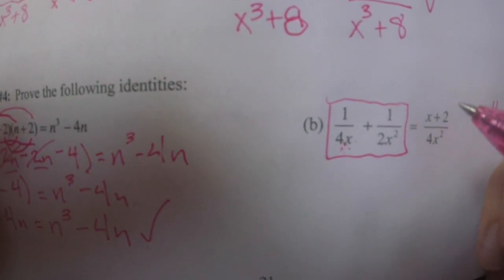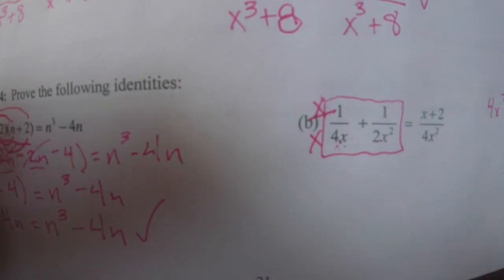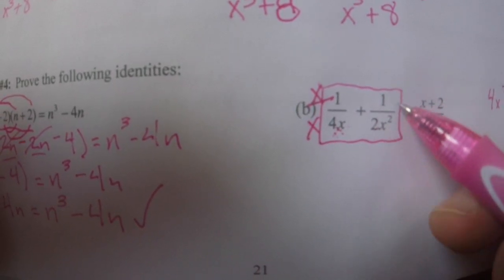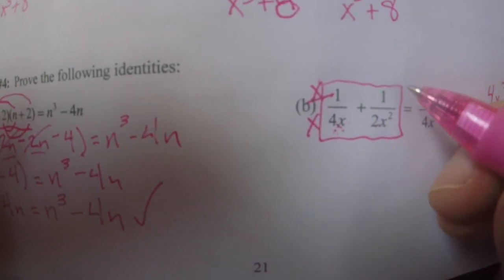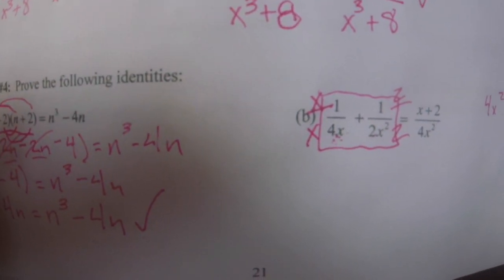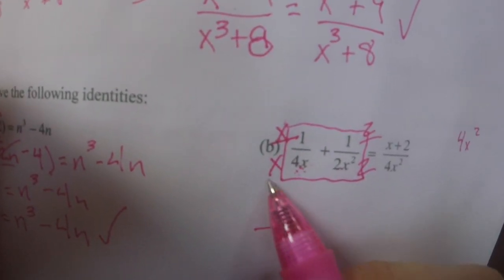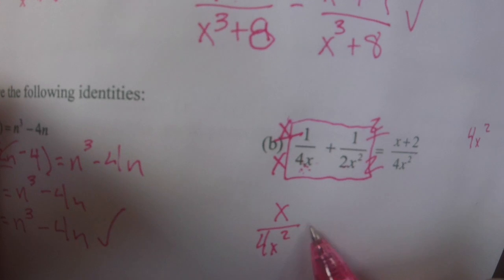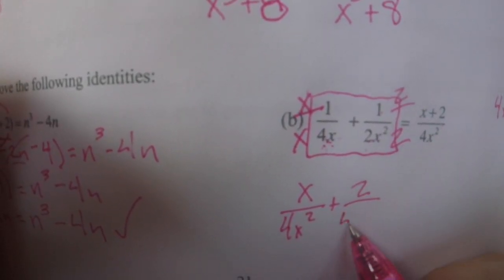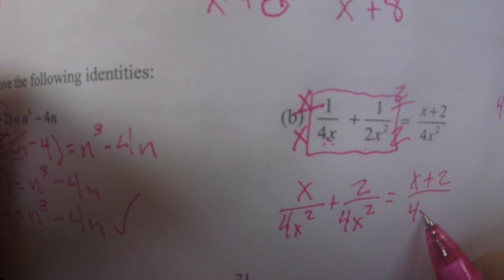Well, I can multiply this fraction by x over x. That'll be 4x squared down here. And what does this one need to have a common denominator of 4x squared? I think we're just going to multiply it by 2 over 2. All right. Well, multiply it out. Let's see what we get. X times 1 is x over 4x squared. Plus 1 times 2 is 2 over 4x squared. That is good. Equals x plus 2 over 4x squared.